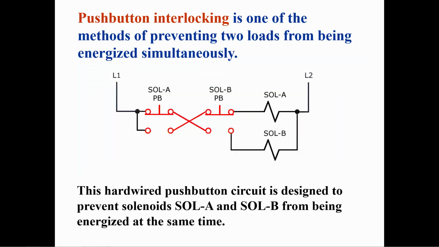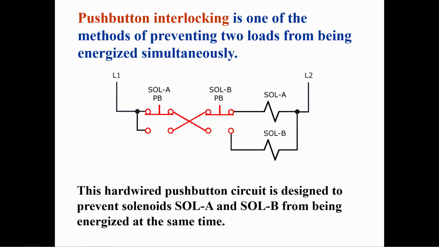Using push buttons is another means of accomplishing interlocking. In this situation, each push button has both a normally closed contact and a normally open contact. If the solenoid B push button is not pushed, then pushing solenoid A push button will energize solenoid A.